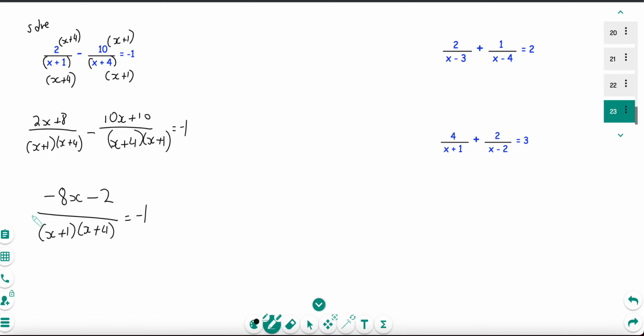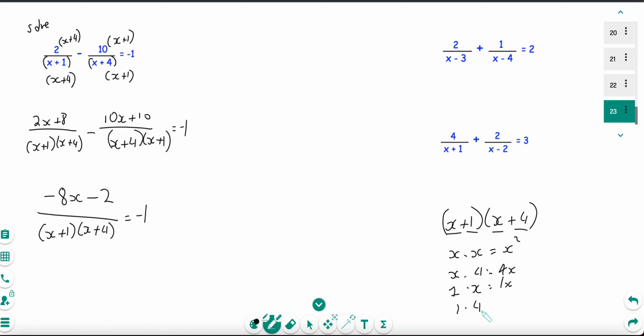Then perhaps we can, let's expand the brackets, all right? So we have to use FOIL, or however you want to expand double brackets. I'll do it over here to create some space. So x plus 1, x plus 4. First, x times x is x squared. Outside, x times 4 is 4x. Inside, 1 times x is 1x. And last, 1 times 4 is 4.